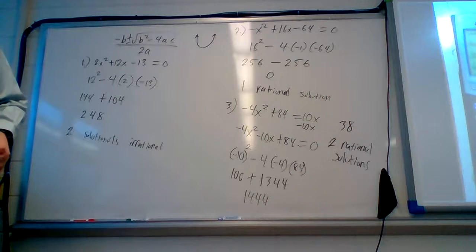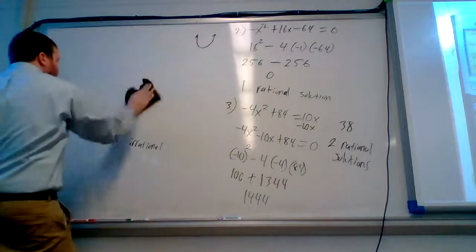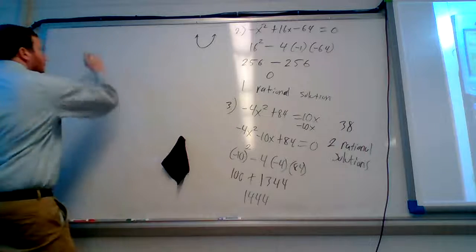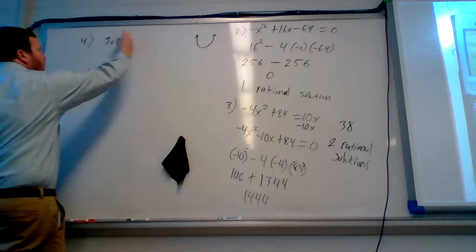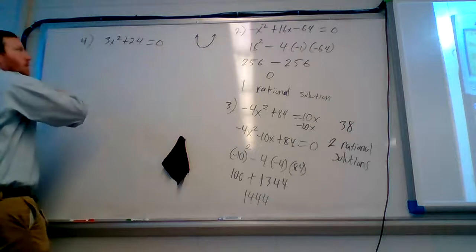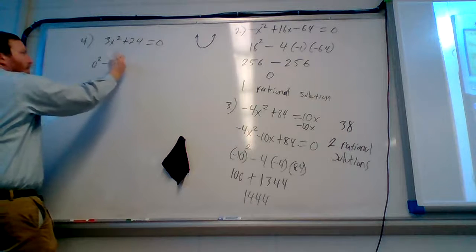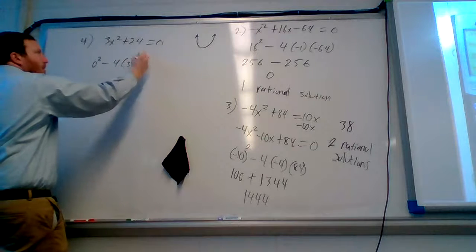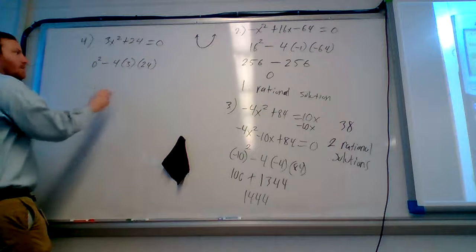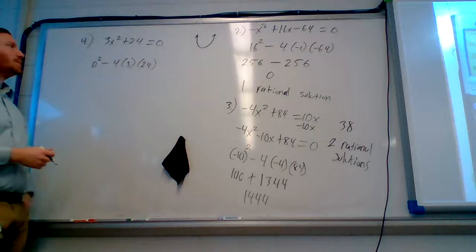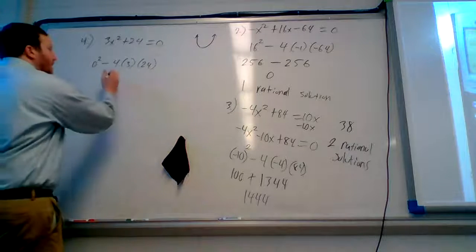And then our last one, number 4. 3x squared plus 24 equals 0. So again, b squared, in this case, my b is non-existent, so that's just 0, minus 4 times our a, which is 3, times our c, which is 24. So we have 0 squared, just disappears. 4 times 3 gets us a negative 12 times 24, which is negative 288.